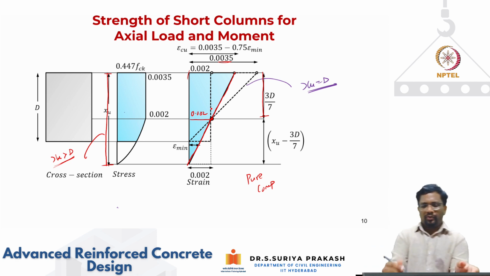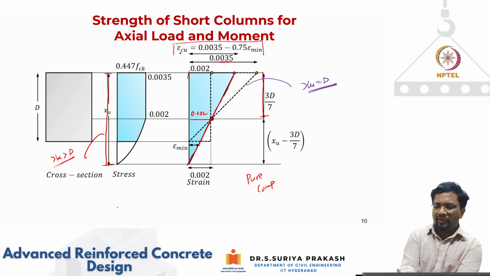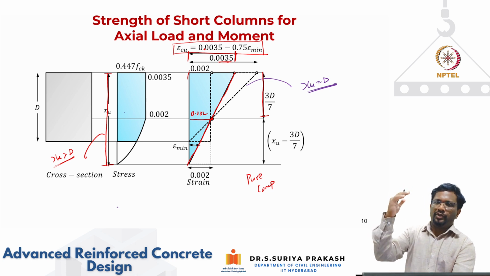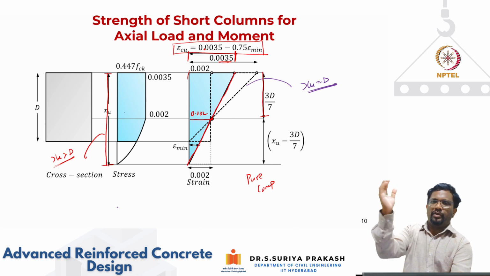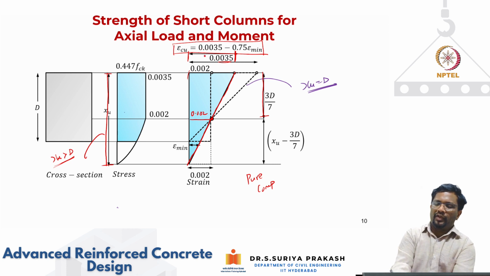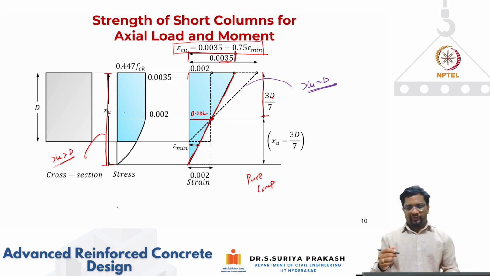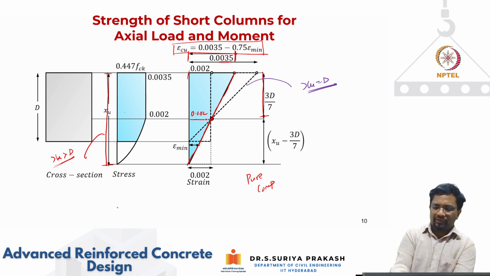So this is the epsilon cu that we are trying to find out, from here to here. Again, the two extremes: for pure compression 0.002, and when xu is equal to D, 0.0035. But for any other value of xu which is greater than the depth of the section, you will have an epsilon cu, but that strain profile has to pass through the fulcrum point at 3D by 7 from the top compressive edge, so that at that location it reaches a value of 0.002. That's what the code is mandating.